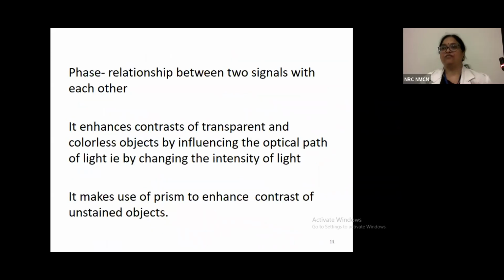So what is this phase? In phase contrast microscopy, what do you mean by phase? Phase is a relationship between two signals with each other. This phase relationship is important because it enhances the contrast of the transparent and colorless object by influencing the optical path.